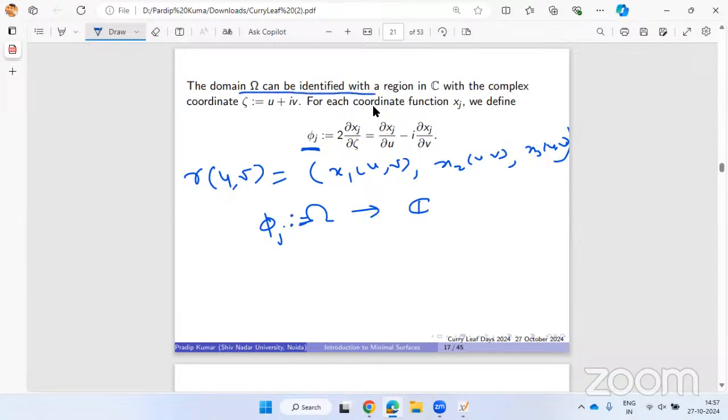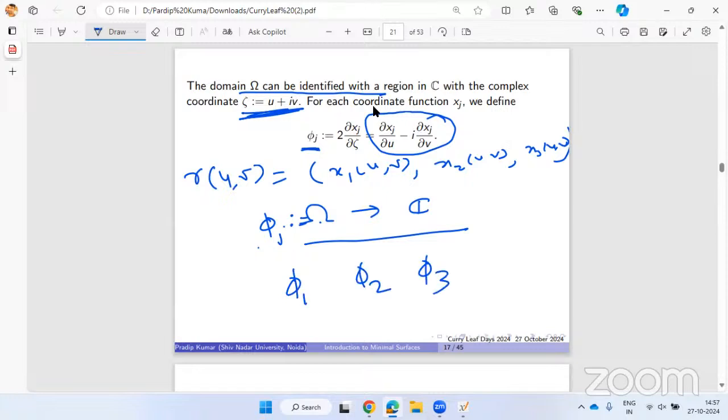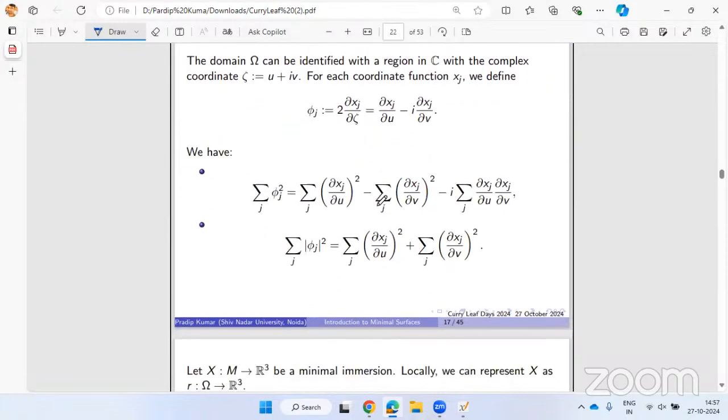Now I am identifying omega, u and v, I will write as u plus iv. So omega is a subset of C, and phi j is a map from omega to C. This is the way I define my phi j. This definition makes sense. Del xj by del u, del xj by del v makes sense. So I am defining phi 1, phi 2, and phi 3. And after defining phi 1, phi 2, phi 3, what do you get?